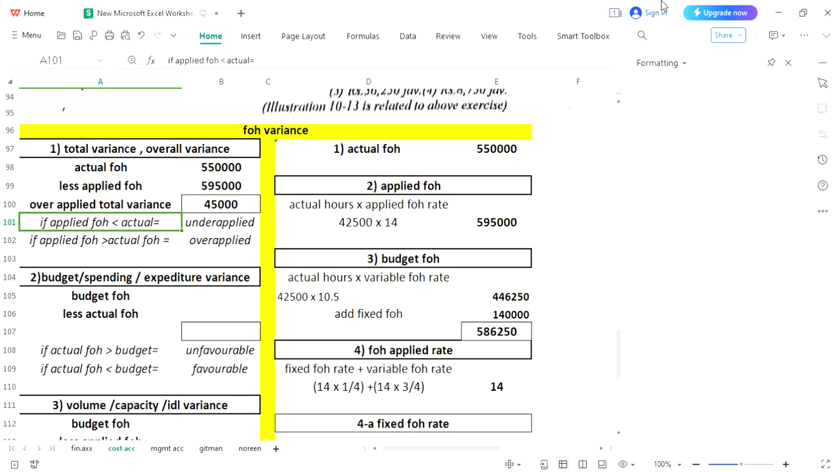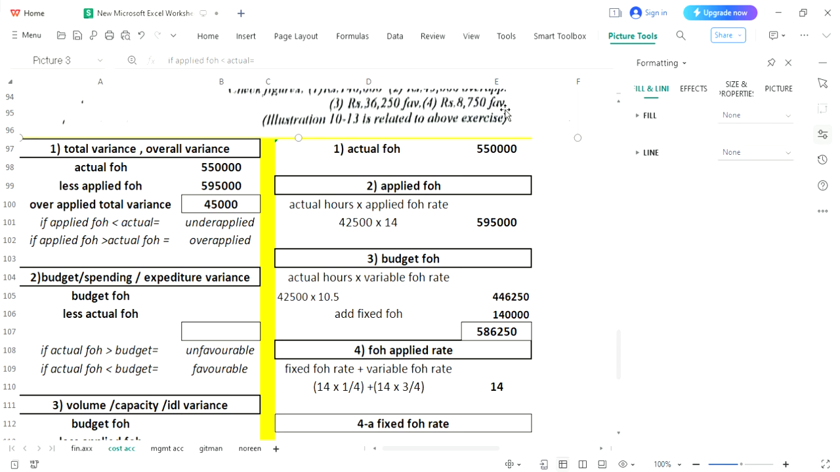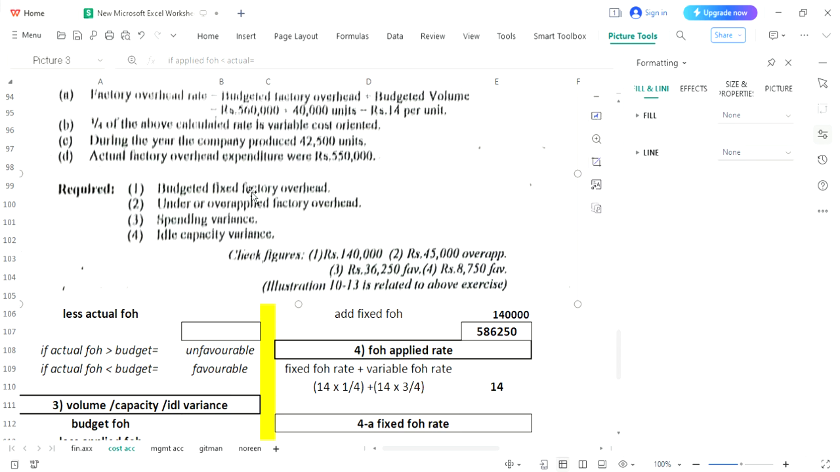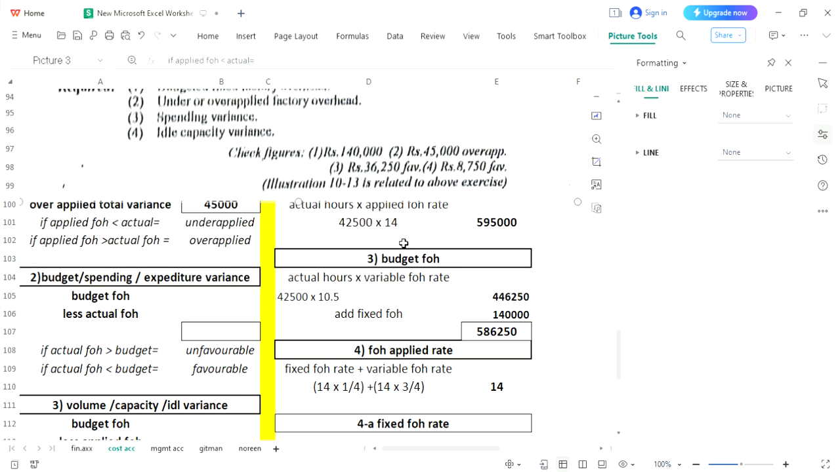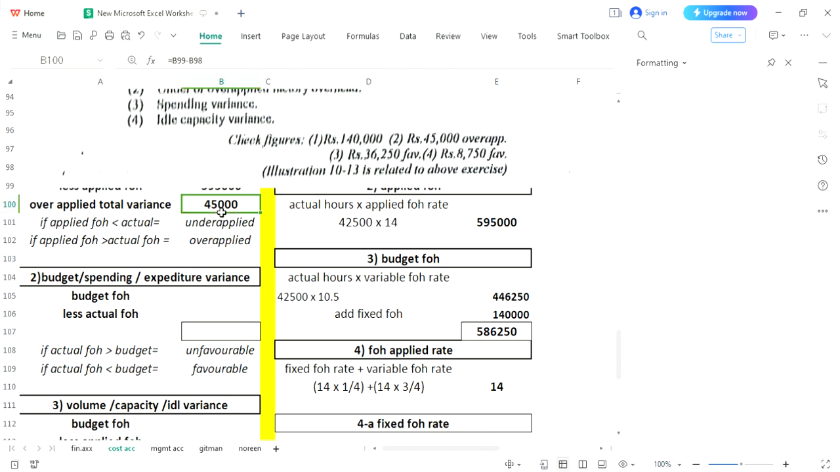Okay, let's see if the answer is given in your book. The second requirement was under over applied, and the second requirement answer is 45,000, and we have calculated 45,000, and over applied is written over here. We have calculated over applied FH. So our second requirement has also been calculated.